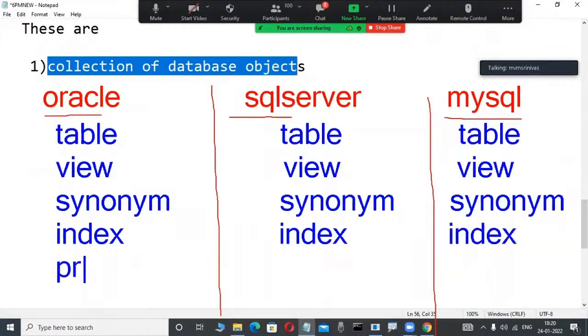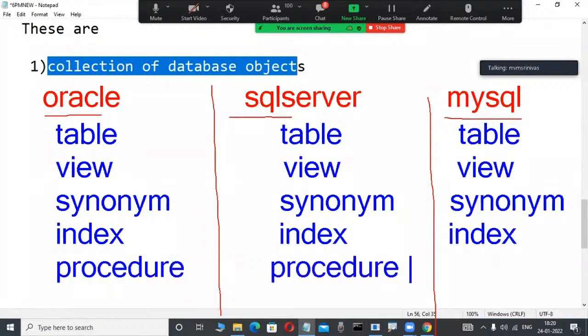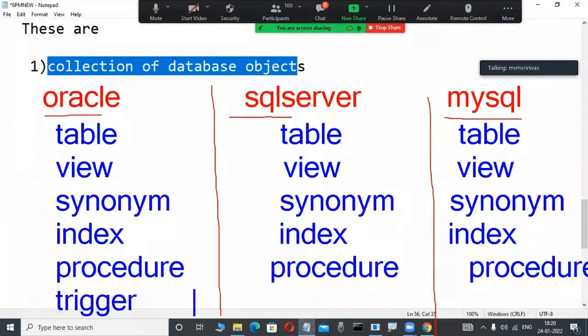Now a procedure is there, and it is available in all of them. A trigger is also a database object, and it is there in each as well. That is why relational data model products contain three components, but the first component is the collection of objects. Objects means tables, views, procedures, functions, triggers, packages, and so many things.